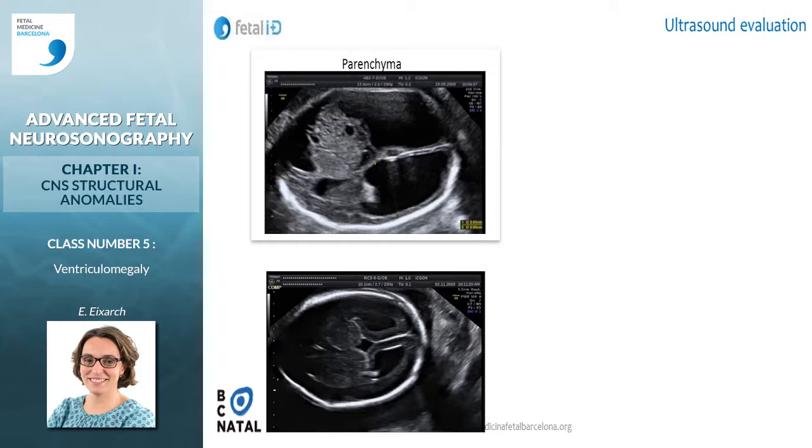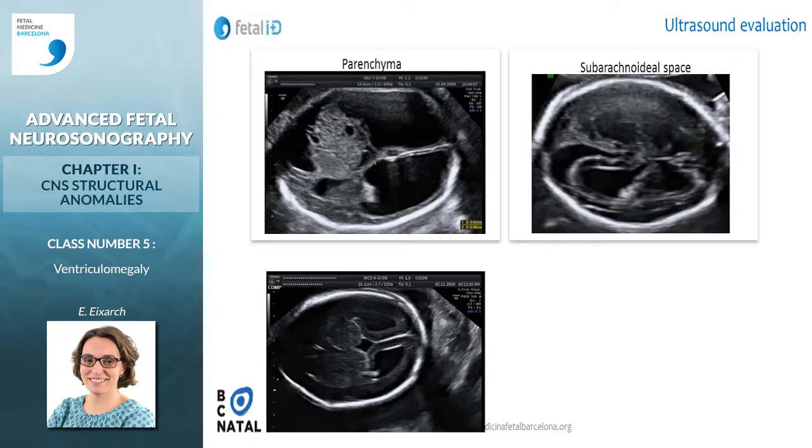The third thing will be to assess the posterior fossa. Ventriculomegaly associated with banana sign or lemon sign with a collapsed posterior fossa will make us think of a neural tube defect. The ventricles are not just dilated but have this particular form, straight, with a sharpening shape. This must make us think of a neural tube defect.